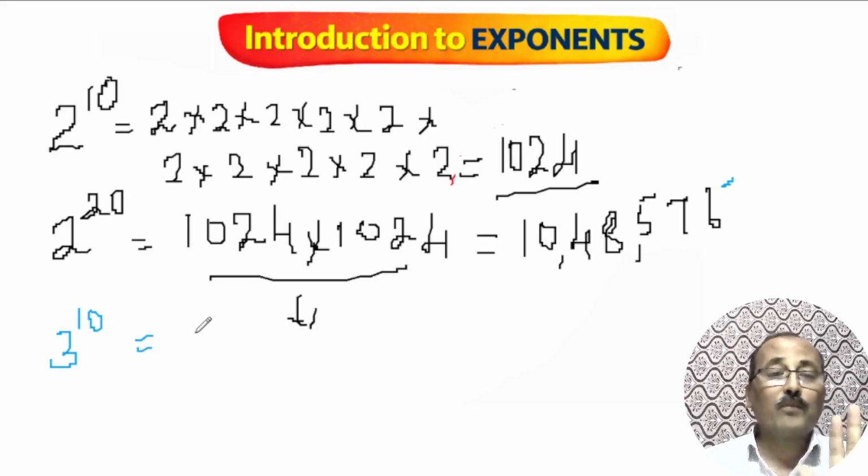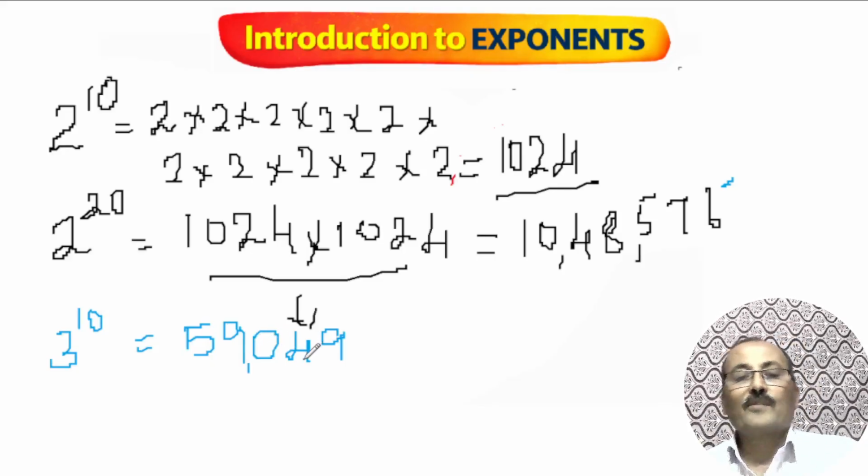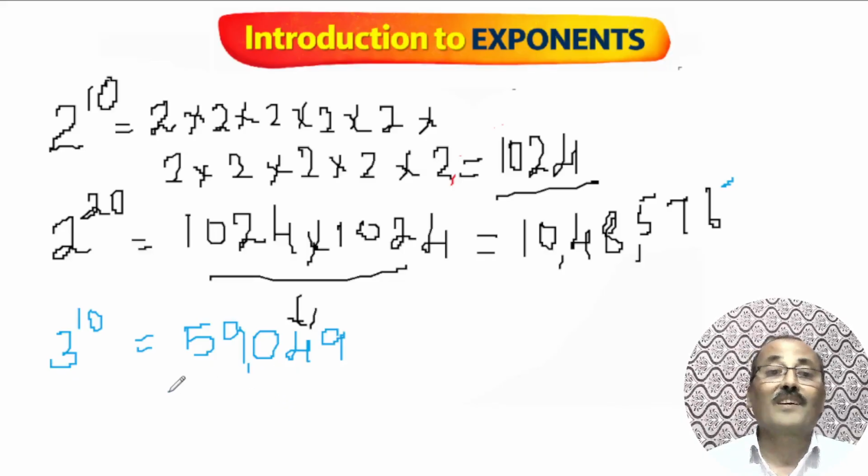3 to the power of 4 is 81, but power 10 will go to 59,049. How big a jump. 3 to the power of 10 is 3 into 3 into 3 up to 10 times. If you write it out and multiply 3 into 3, then the answer is 59,049.